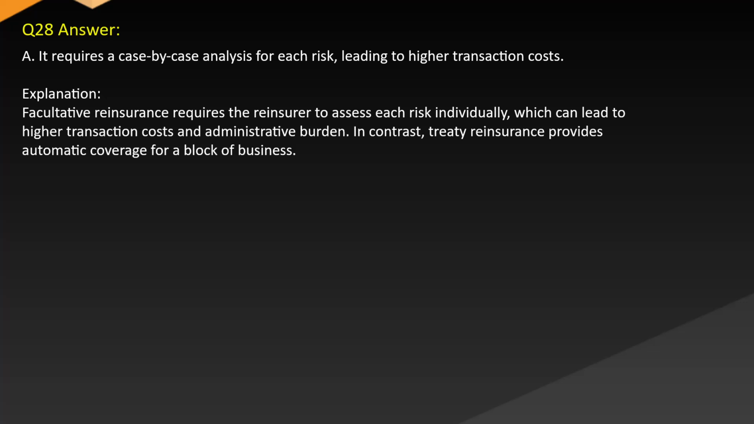Answer A. It requires a case-by-case analysis for each risk, leading to higher transaction costs. Explanation. Facultative reinsurance requires the reinsurer to assess each risk individually, which can lead to higher transaction costs and administrative burden. In contrast, treaty reinsurance provides automatic coverage for a block of business.